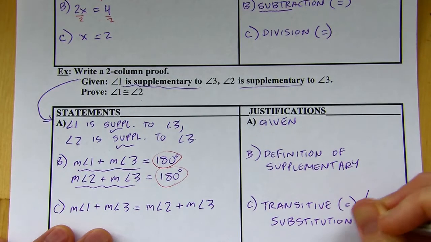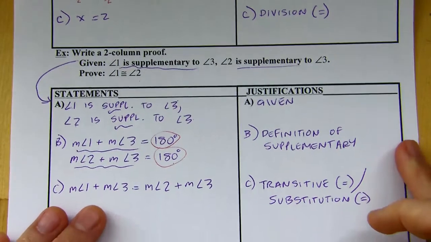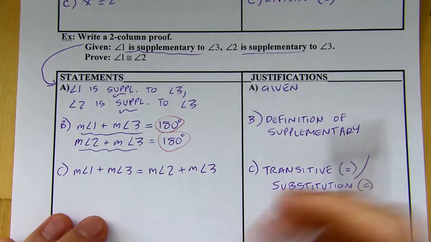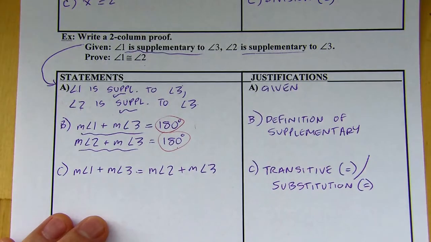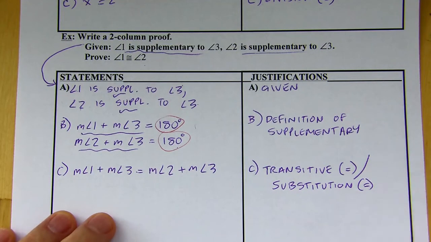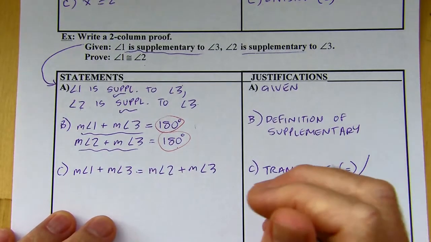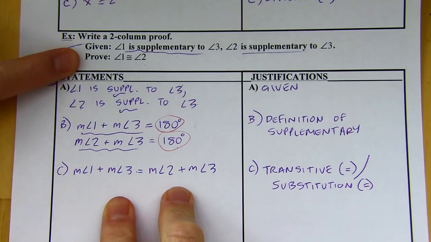Okay, you'll notice that'll happen a lot. You definitely don't need both of those reasons, but either of them will work. There's two ways that you can justify getting from here to here. They aren't always interchangeable, but a lot of times they'll both work. All right, so now I'm getting closer to what I'm trying to prove.